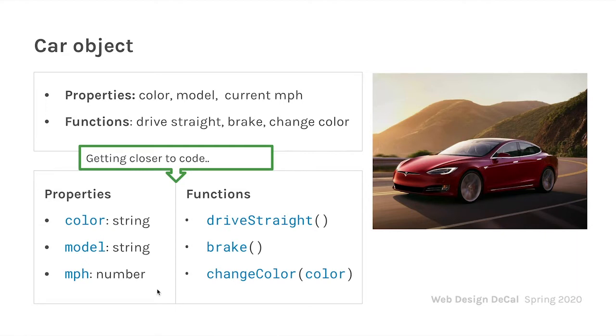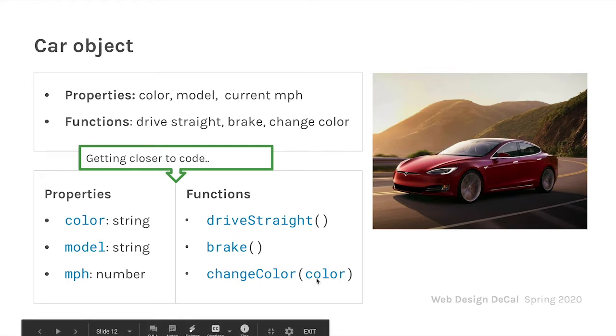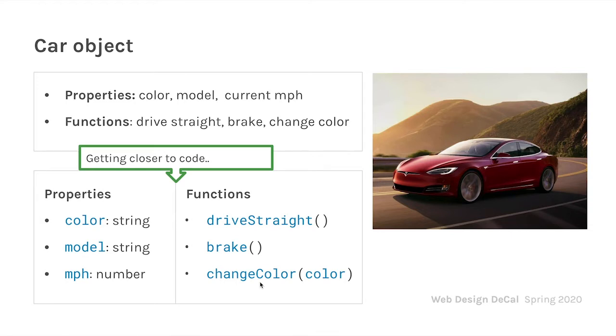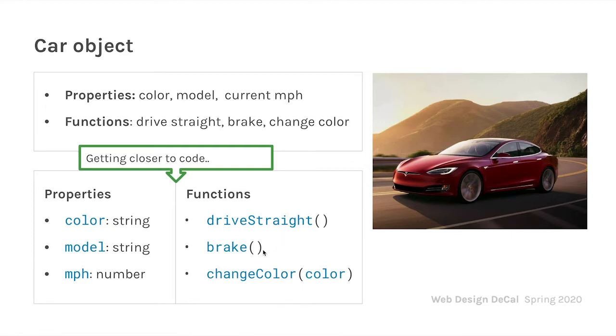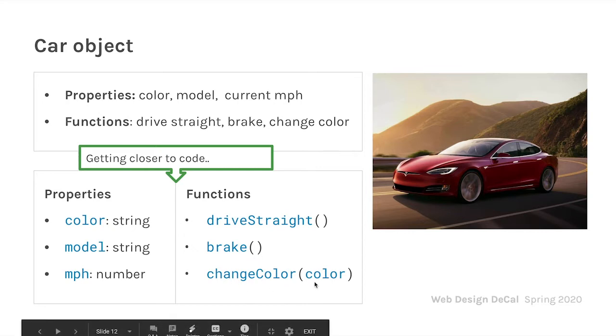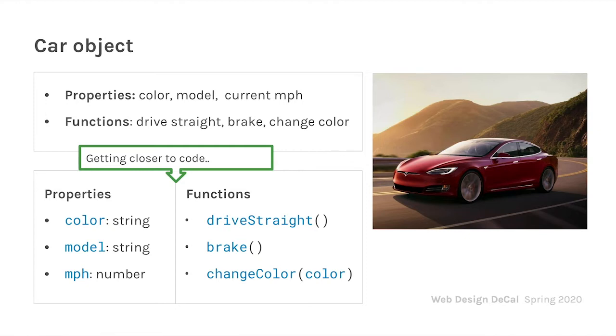Now, we're thinking about the functions. So, a car can drive straight, it can brake, and change color. And this is when we want to think about if the function takes any parameters as an input. For example, I think driving and braking are just going to be two functions that the car can do. Whereas when you change color, maybe an input parameter would be a string that's the color that you want to change the car to. Now, this is all just something that I'm imagining, and I'll do a demo of this later.